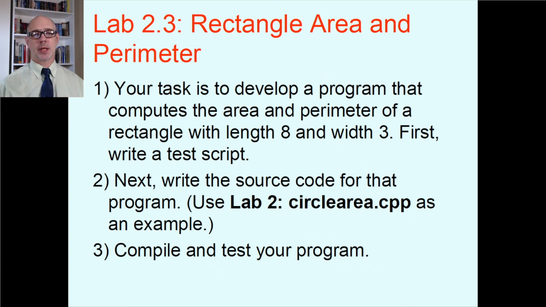If you're in my class, the next time we're in person, we will probably do lab 2.3, the rectangle area and perimeter lab. And you basically just write a whole program here. The goal is to develop a program that computes the area and the perimeter of a rectangle with length 8 and width 3. And of course, I would ask my students to write a test script in advance so they know what the correct answers should be. This is still not a lab where we're using cin to get user input from the keyboard. That is what we'll start doing in the next chapter, actually. But so far, we're still doing things that don't take user input.